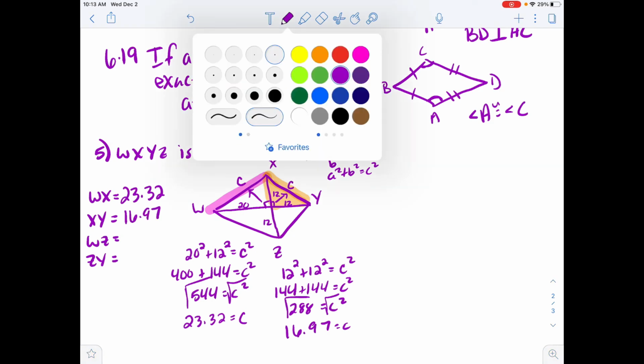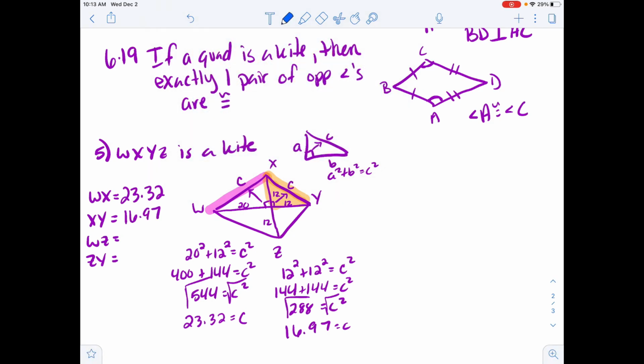Now, what else do we know about a kite? If this guy is 16.97 and this guy is 23.32, we know that these two sides are equal, which makes ZY 16.97. And these two sides are equal, which makes WZ 23.32. Okay, so there's an example with some sides.